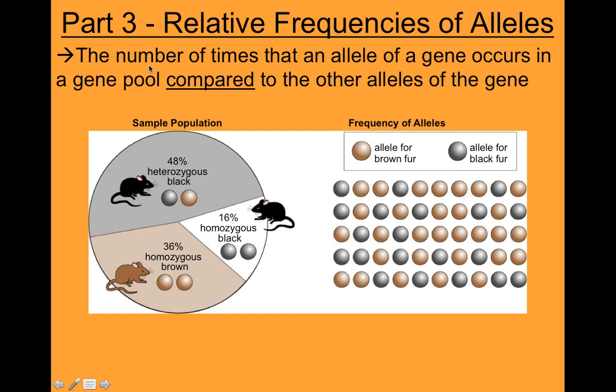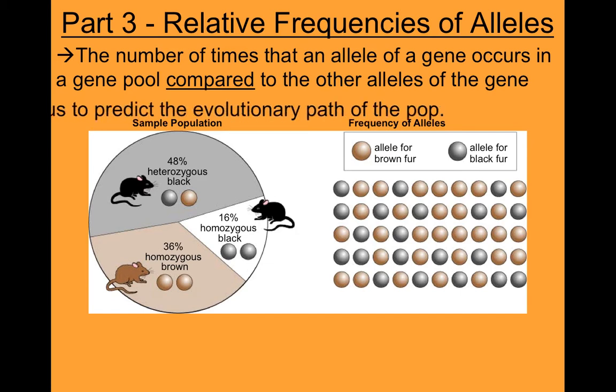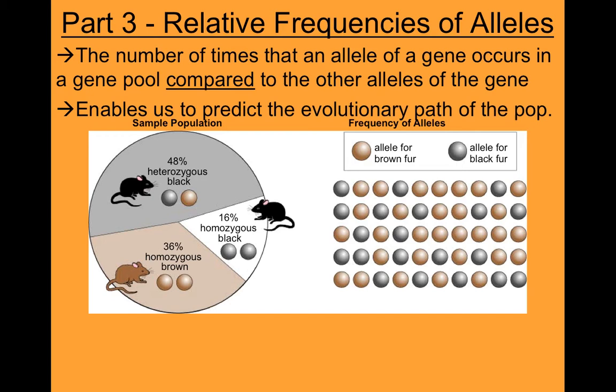alleles of the gene. So I got it kind of mixed up there for a second, but the number of times, that goes with frequency. So frequency is the number of times. Relative is the comparison, and then it's focusing on alleles. So let's look at that again. So it's the number of times that an allele of a gene occurs in a gene pool compared to the other alleles of the gene. And what this does is it allows us to possibly predict the evolutionary pathway of the population.